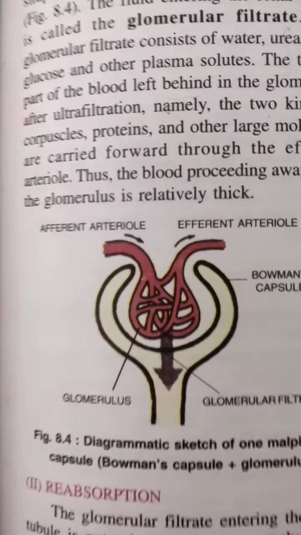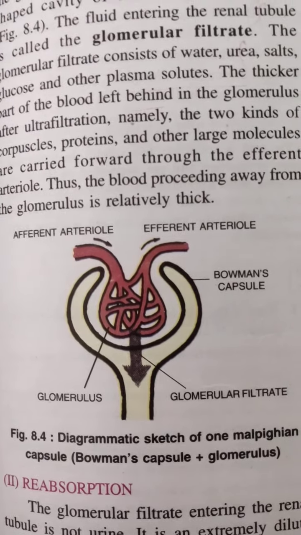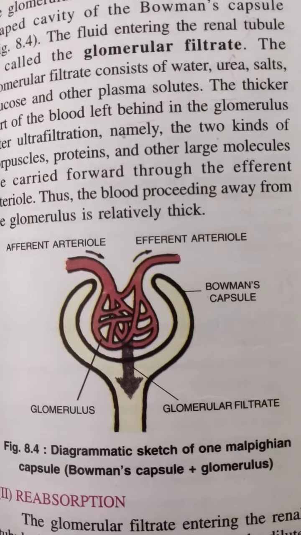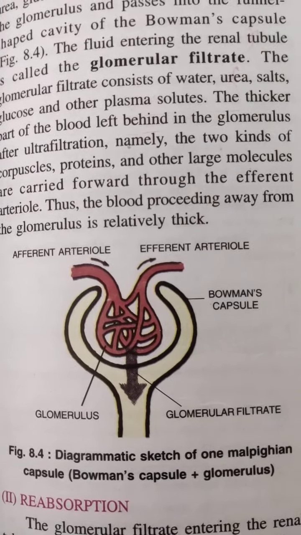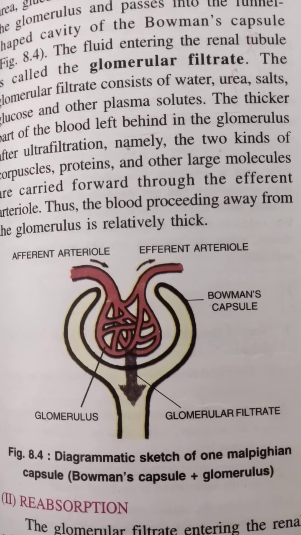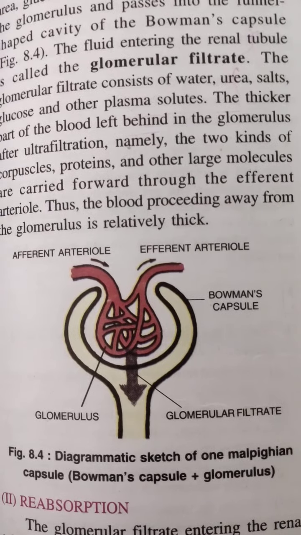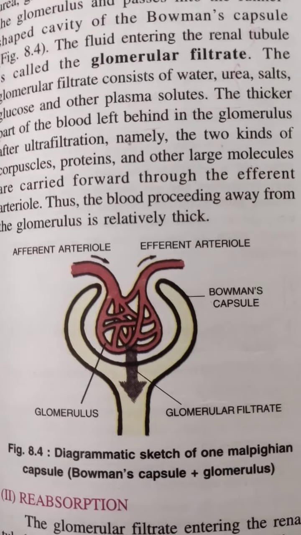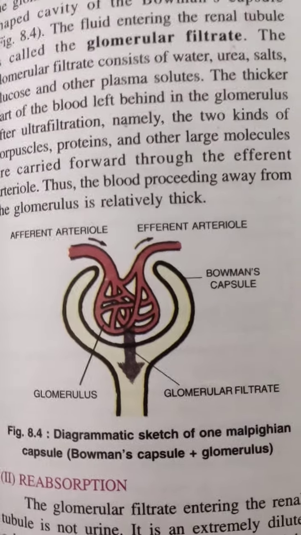That means the blood which is entering the Bowman's capsule through afferent arteriole is much thinner because it consists of the watery part, and the blood which is leaving through efferent arteriole is much thicker because it is without any water, only consisting of corpuscles, proteins and large molecules. So definitely that is thicker, which is surrounding the whole nephron, that is the vasa recta. Vasa recta is carrying that thicker part of the blood which is entangling the whole nephron. Clear? Now next is reabsorption.